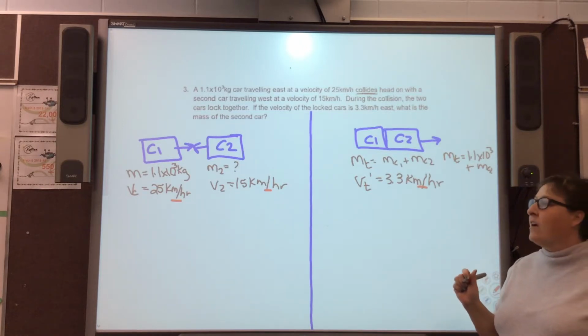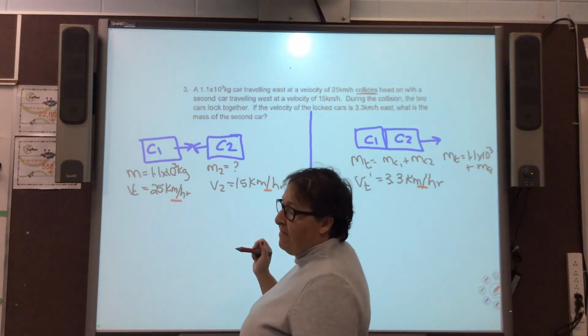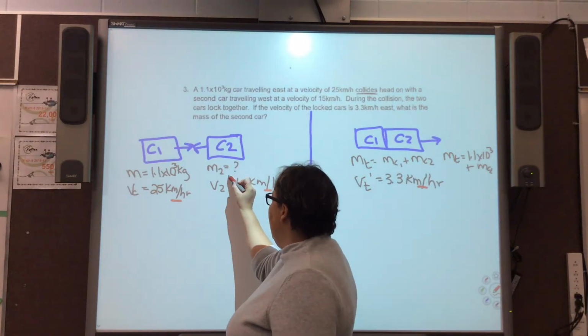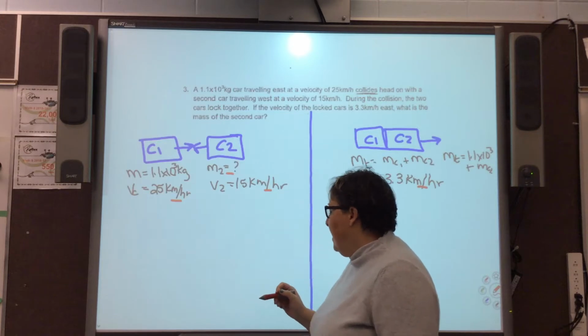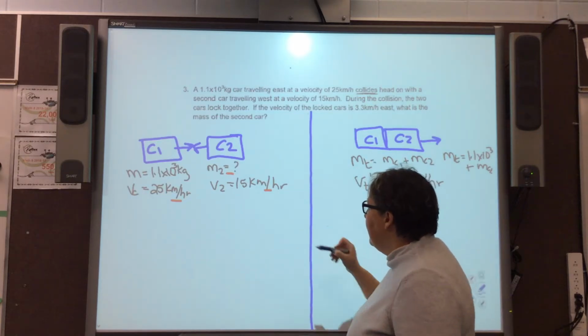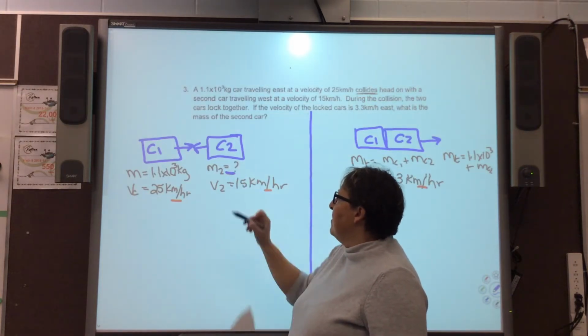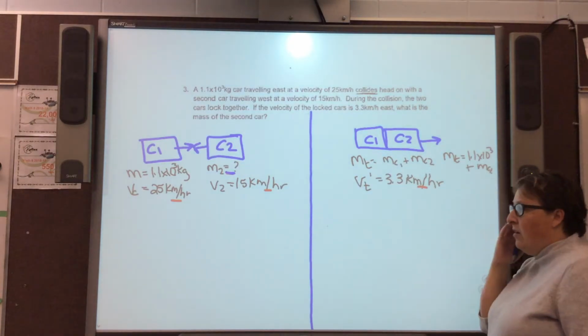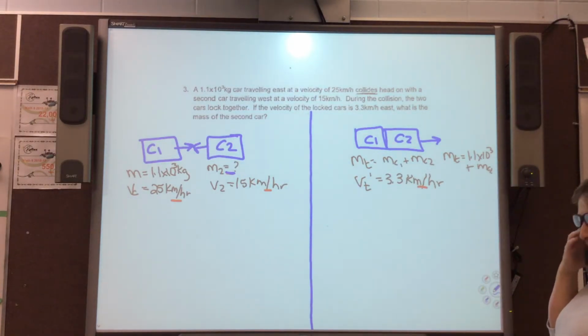V2 is negative. Car 2 is negative. Why is it negative? It's headed west. Because it's headed west. Okay? Make sure that you're including that. It's negative 15 kilometers per hour.